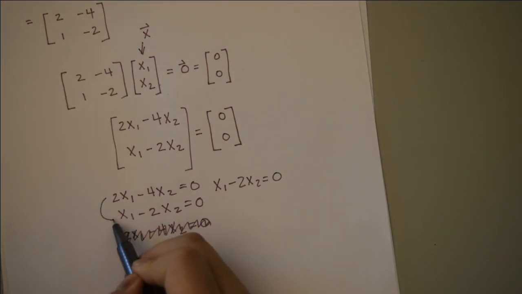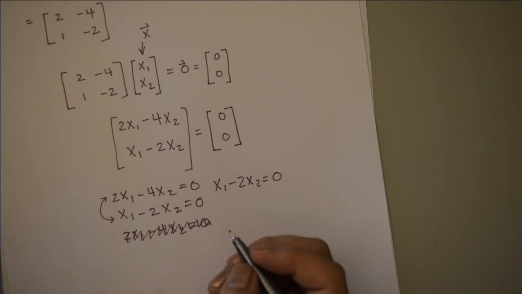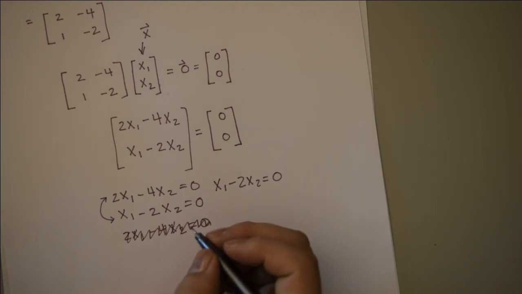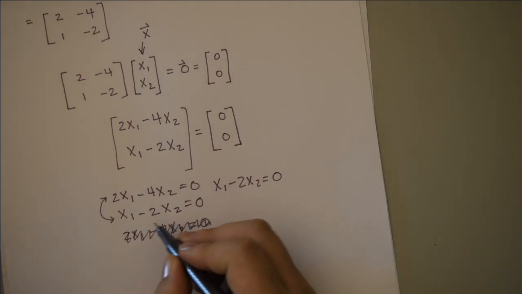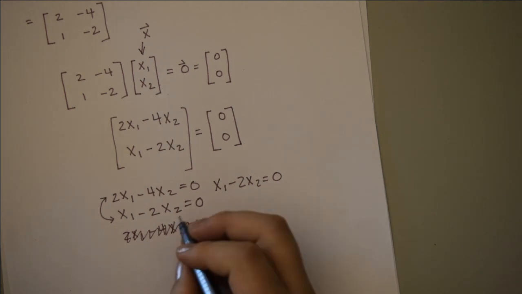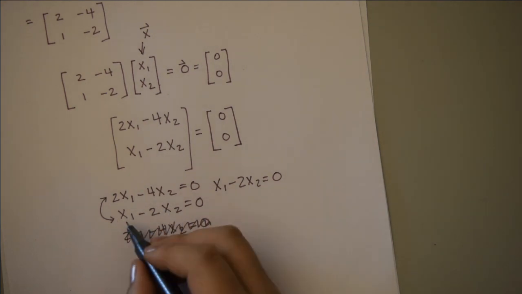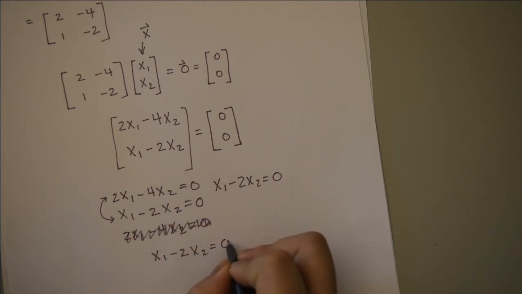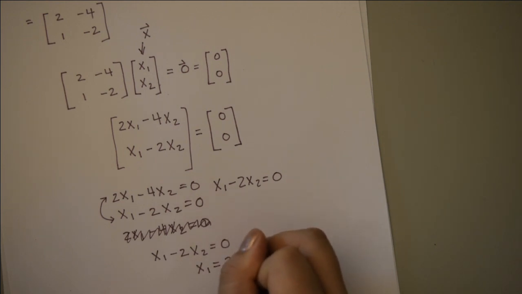So basically, these two are the same equation, equivalent equations, which is totally fine, and that's actually what we would expect. So basically, this gives us the relationship between x1 and x2. And so you'll just take one of them, and I'm going to take this one since it's the simplified form. And you get that x1 equals 2x2.